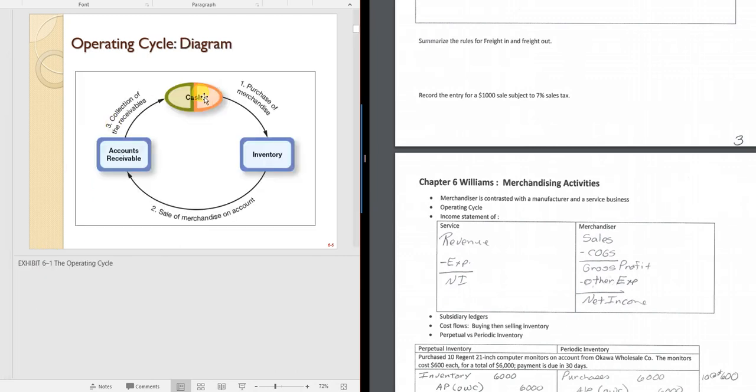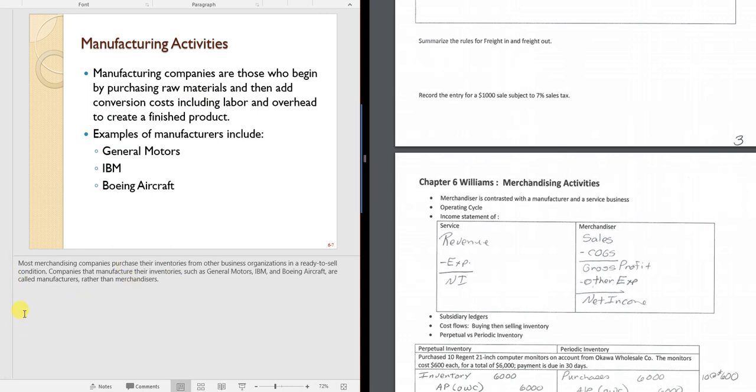So cash is out the door, I buy the inventory, I sell the inventory. So if it takes me 180 days to sell the inventory, I'm out of cash for 180 days plus however long it takes me to collect it. So it's a very important item in there.